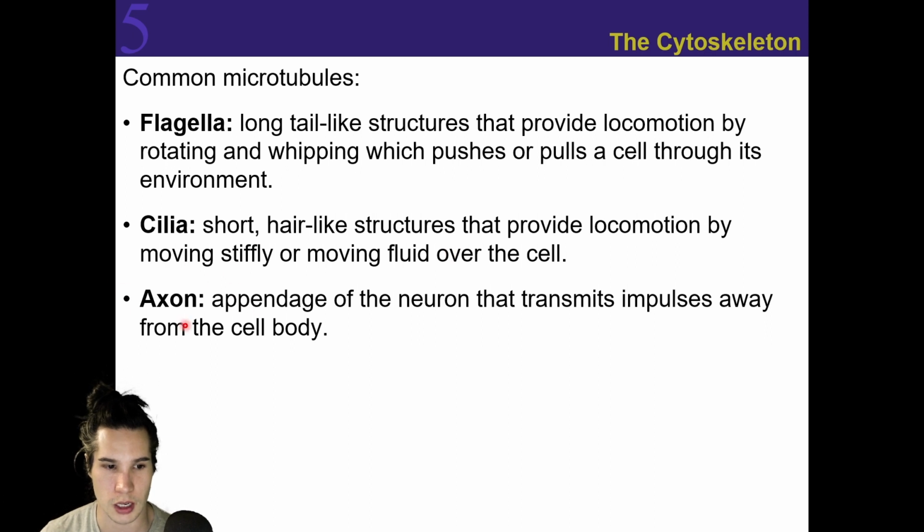And then next, we're going to talk about axons. Axons are these large appendages, or large tubes, you could say, that connect the cell body to the axon terminal in a traditional neuron.